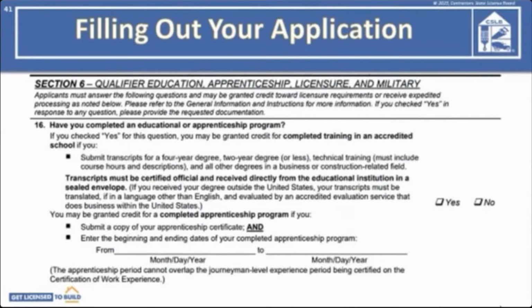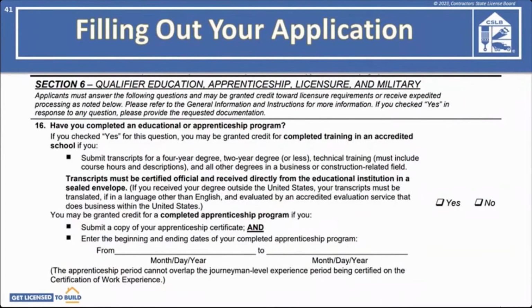You will need to submit official sealed transcripts if you would like to be considered for educational credit. If you attended formal training or an apprenticeship program, you will need to provide a certificate of completion. Get those sealed transcripts mailed to you, then include the sealed transcripts with your application packet. Do not have the program send transcripts directly to CSLB. You don't want to take a chance that we're not able to match them up with your application.